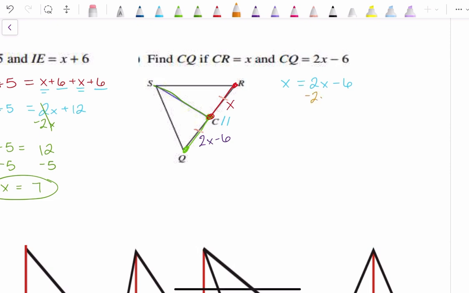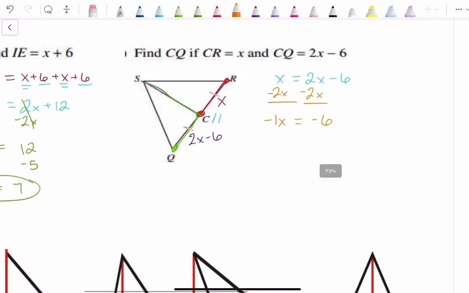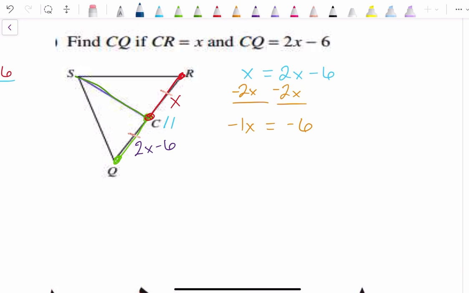I'm going to minus the 2x over. You might do this a different way, but this is the way I'm going to do it. x minus 2x is negative 1x equals negative 6. And I can't really leave the negative 1 there. I want positive x, not negative x. So I'm going to divide by negative 1 on both sides. And all that really does is change the sign from negative to positive. So now x is just equal to regular 6.